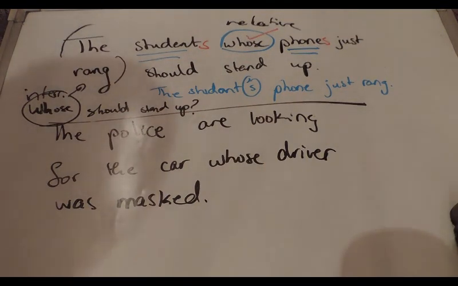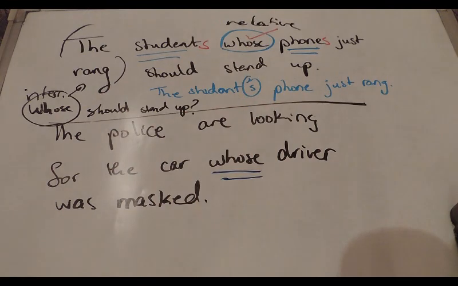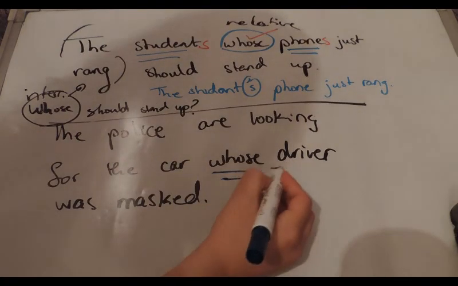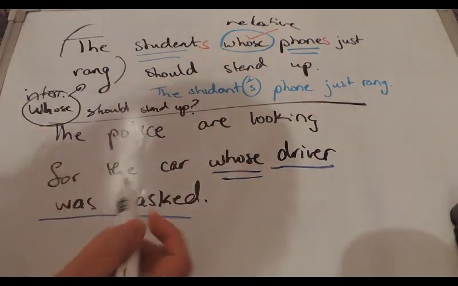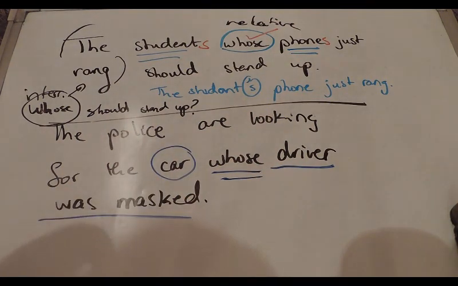All right, let's move to sentence number 2. The police are looking for the car whose driver was masked. So, whose? This is the relative pronoun. What is it doing here? It is relating the driver that was masked, that was putting on a mask, to the car. It just related the car to this driver. It is saying that this car is related to the driver that was masked.